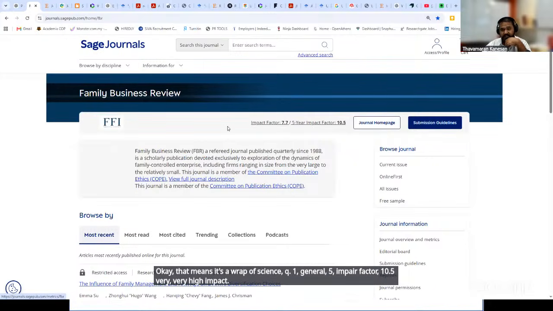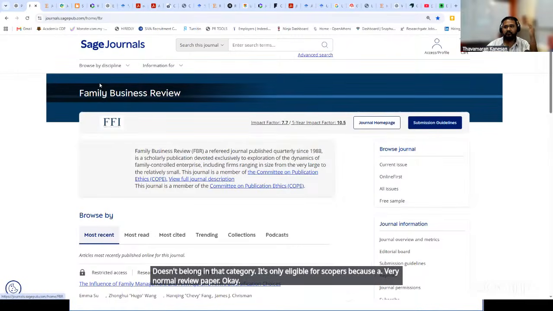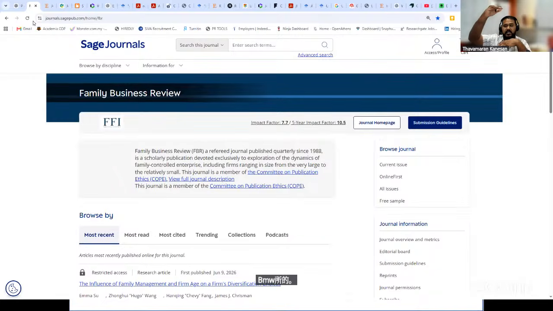It is a very good journal, and this particular paper of Alice's doesn't belong in that category. It's only eligible for Scopus because it's a very normal review paper, not up to Web of Science level. To explain to you guys, Web of Science is like a Ferrari, and Scopus is like a BMW. The gap is huge. That's why it takes that long to get into Web of Science.